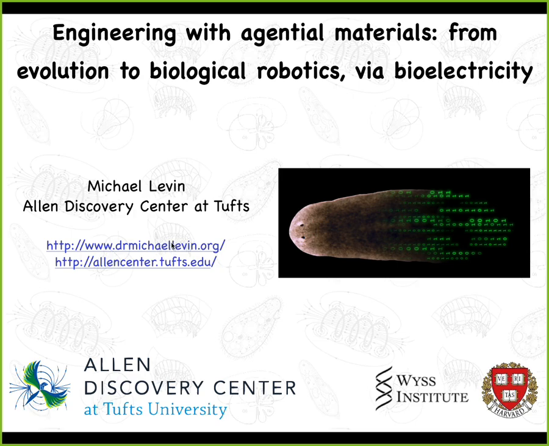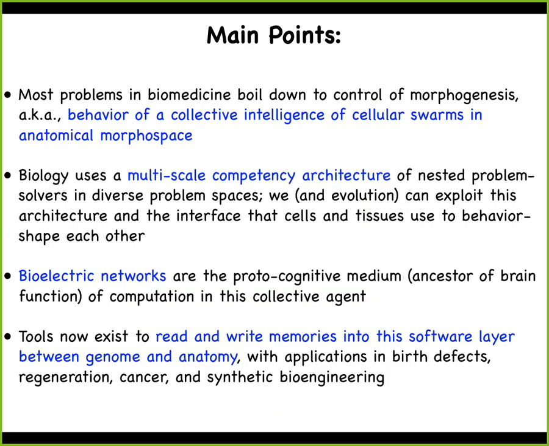So today what I want to talk about is this notion of agential materials and how we are going to engineer with such materials. These are the main points that I would like to transmit to you today. First, that most problems in biomedicine and also in synthetic bioengineering boil down to the control of morphogenesis. And I'm going to frame this problem as the behavior of a collective intelligence of a cellular swarm in a particular problem space we call anatomical morphospace.